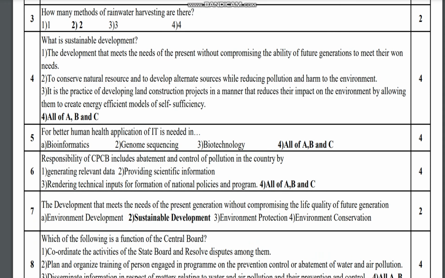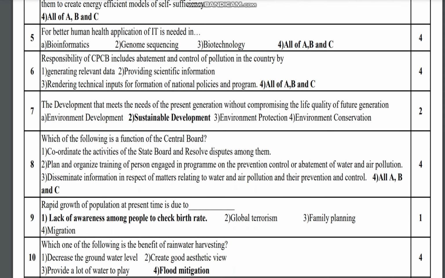Then what is sustainable development? All these three. The development that meets the needs of the present without compromising the ability of future generations to meet their own needs. Then second is to conserve natural resources and to develop alternate resources while reducing pollution and harm to the environment. And it is the practice of developing land construction projects in a manner that reduces their impact on the environment. Then question number 5: for better human health, application of IT is needed, that is bioinformatics, genome sequencing and biotechnology.